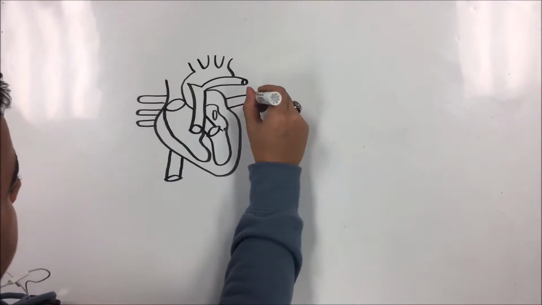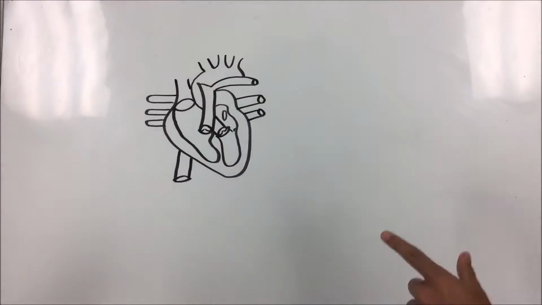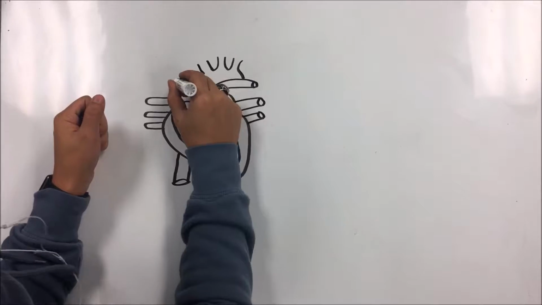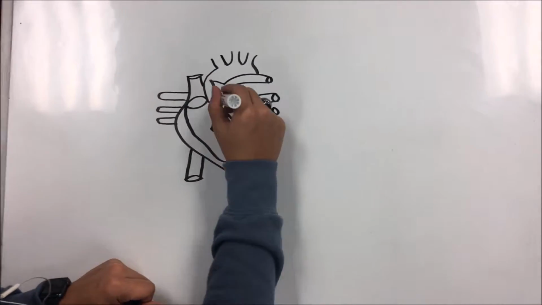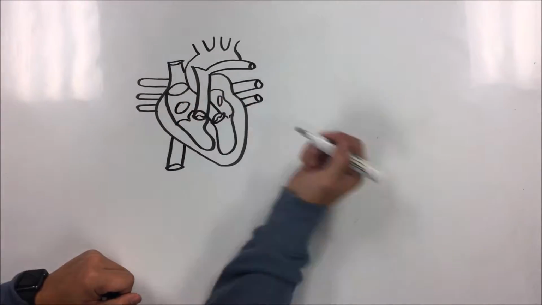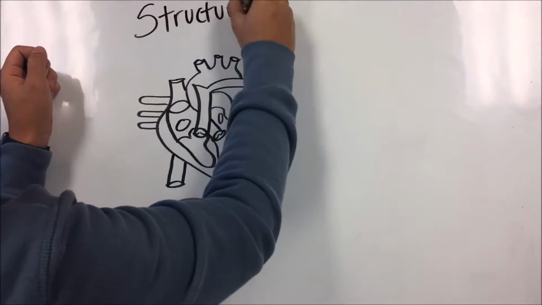The left ventricle is the left lower chamber of the heart that receives blood from the left atrium and pumps it out under high pressure through the aorta to the body. The right atrium is the right upper chamber of the heart. The right atrium receives deoxygenated blood from the body through the vena cava and pumps it into the right ventricle, which then sends it to the lung to be oxygenated.